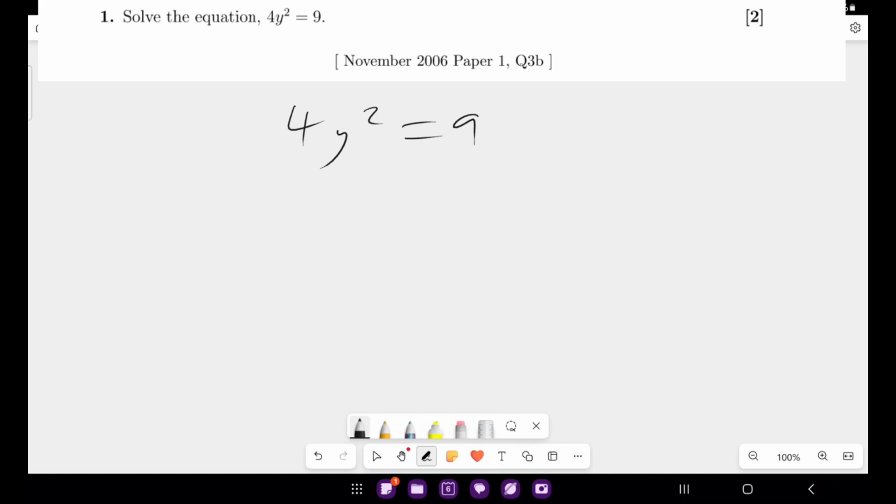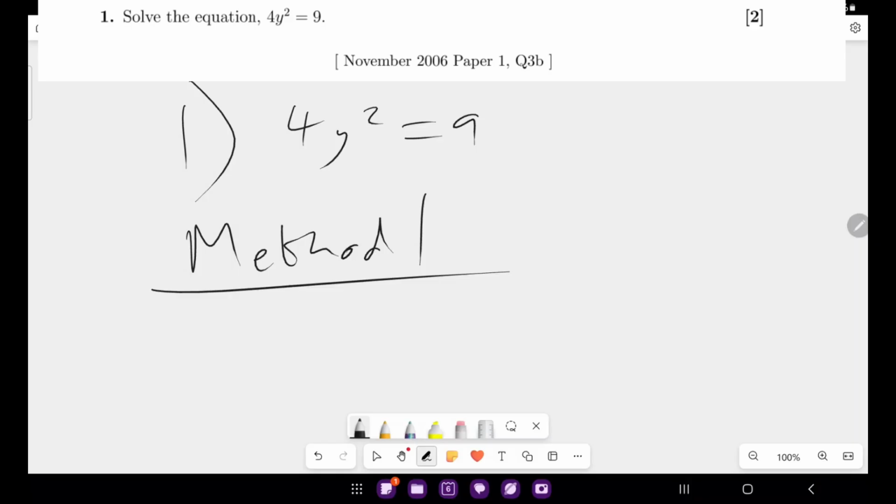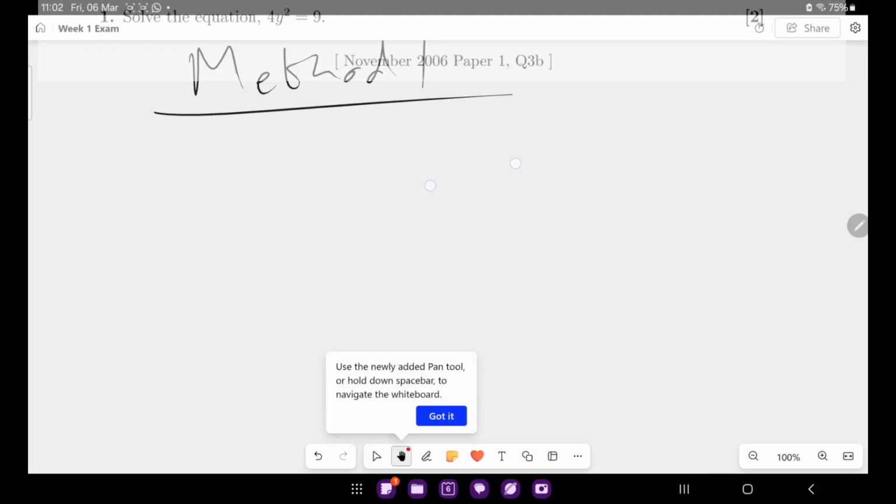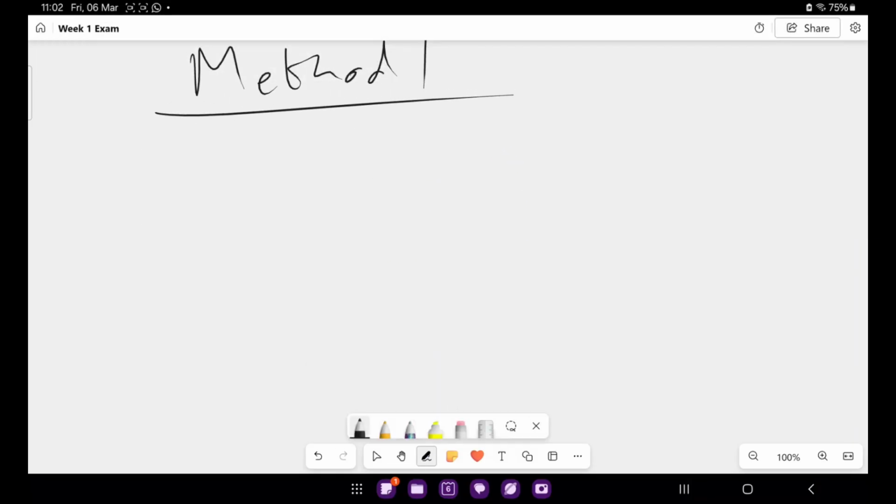So okay, let's get back to the question. It says number 1, solve the equation 4y squared is equal to 9. There are two methods that we can use to solve this equation. We're going to start with method 1, then we're going to go to method 2. So what does method 1 go like?